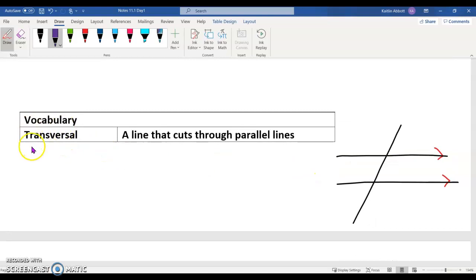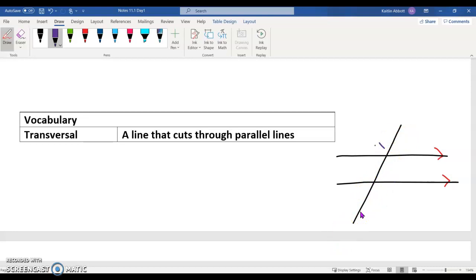Some vocab you need to know that's new this year is a transversal. A transversal is a line that cuts through parallel lines. The parallel lines are ones that are going in the same direction at the same angle. Those are usually represented by these little red arrows. Those are parallel. They're never going to touch. They go in the same direction. A transversal is this line that literally slashes through both of them. So this is our transversal.